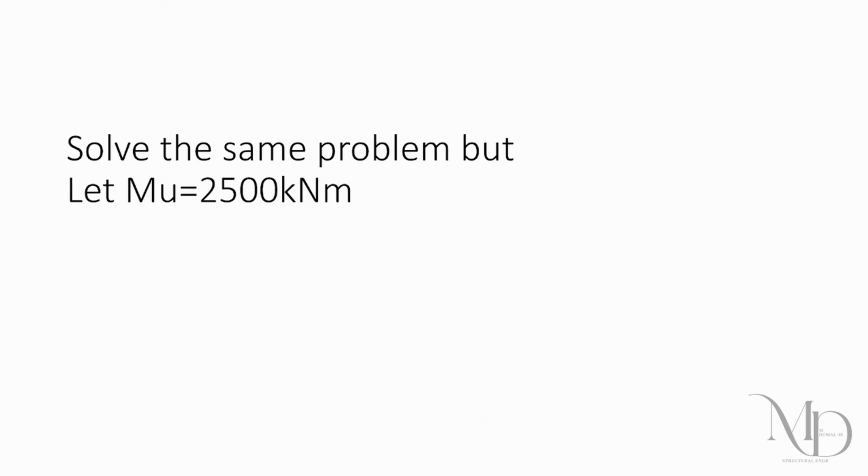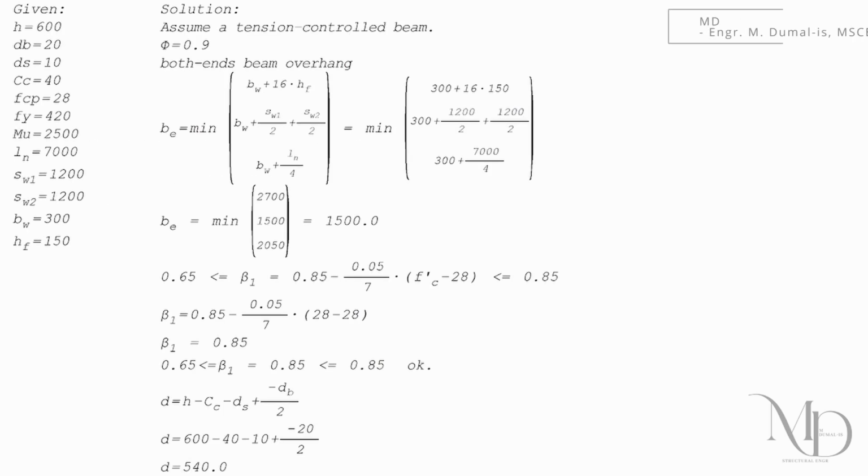In this next example, let us design the same beam in example number 1, but this time we'll increase the load such that the strain of the steel will be less than the requirement of the code. Just like in example number 2, there will be no changes to the calculated values of the effective width of the flange, beta 1, and the calculated effective depth of the beam. Let's just skip this part and move on to the next step.